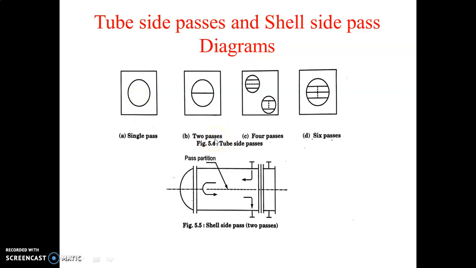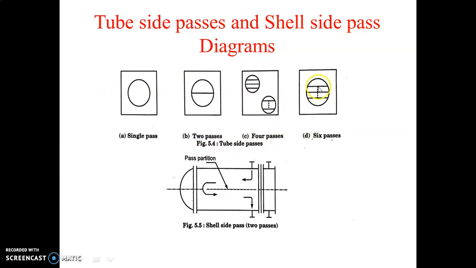Tube side passes, here tube passes means two. There is a partition, meaning a plate is added here. So it is called a two pass. Then 4 pass. If we look here, there are 4 passes: 1, 2, 3, 4. So here also 1, 2, 3, 4. So 4 times the liquid is passing through this tube side. And 6 passes: 1, 2, 3, 4, 5, 6. So 6 times the liquid is passing in the tubes. So it is called the tube side passes.